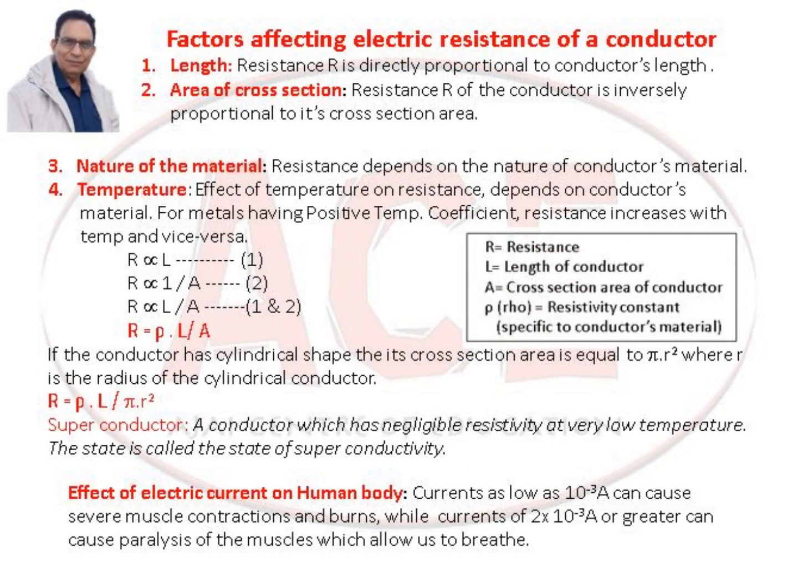Factors affecting electric resistance of a conductor. 1. Length. Resistance R is directly proportional to the conductor's length. 2. Area of cross section. Resistance R of a conductor is inversely proportional to its cross section area.